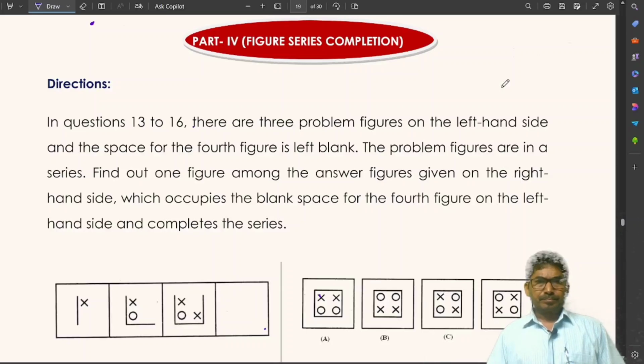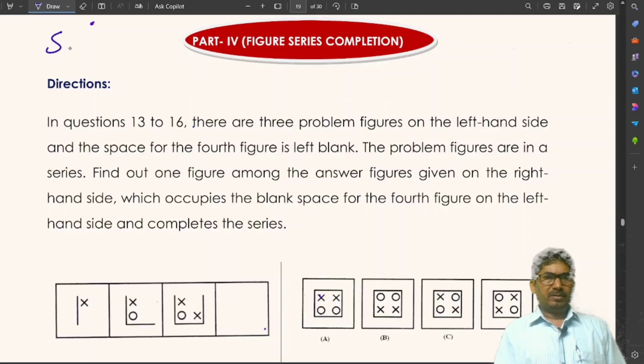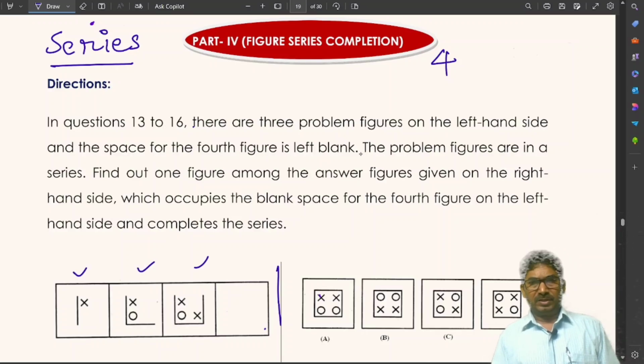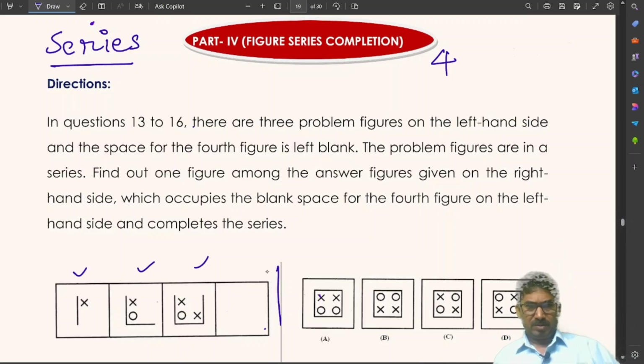So next, part 4, figure series completion. We can call it series also, figure series completion or series. Directions: in questions 13 to 16, which means 4 questions, there are 3 problem figures on the left hand side, like this, and the space for the 4th figure is left blank. So here is the blank 4th figure.